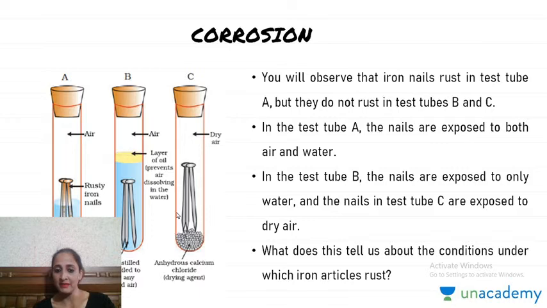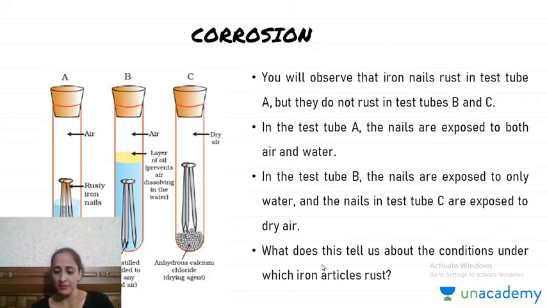In test tube C, we took nails and we put some anhydrous calcium chloride. What happens is it dries out the air. There is no moisture in the air. So in setup A, we have air and water. In setup B, we cut the contact of these nails with the air by putting an oil layer. So air cannot get into the water because oil is present. So there is only water. And in test tube C, we have nails and air, but we don't have water, because calcium chloride will absorb the moisture.